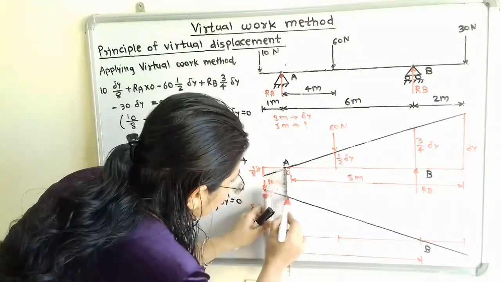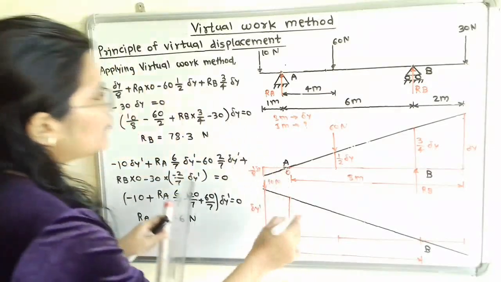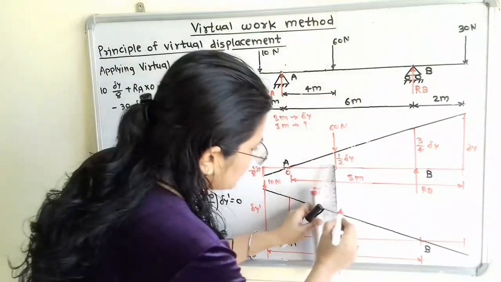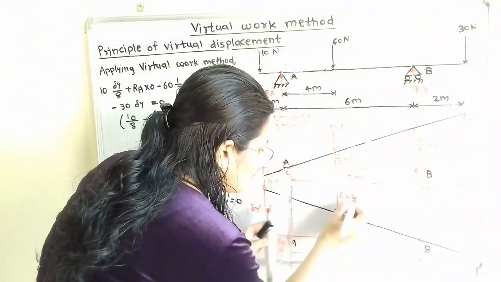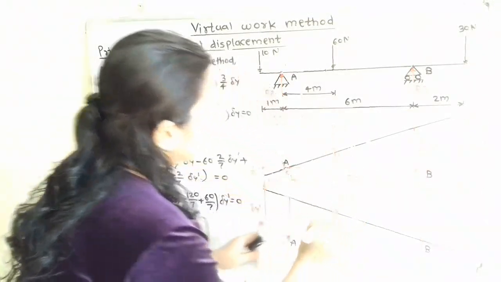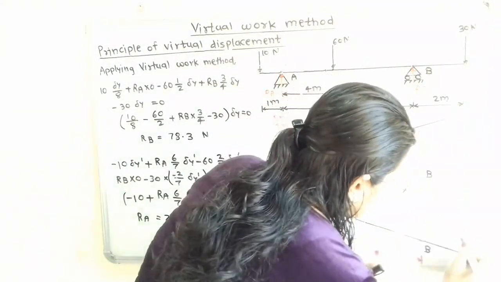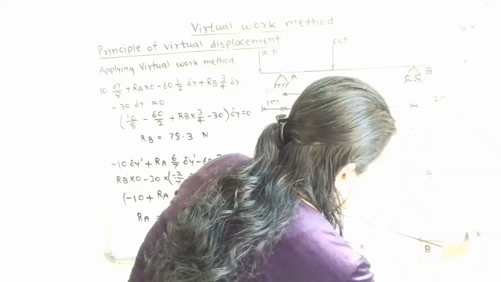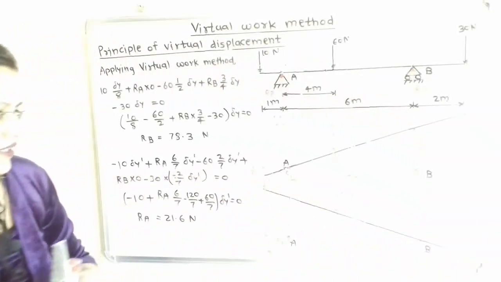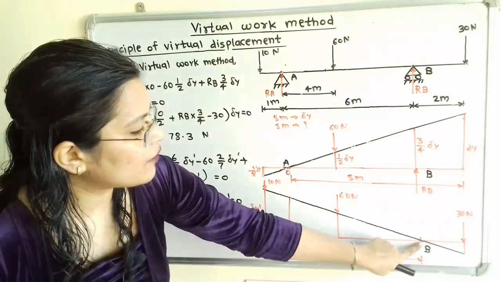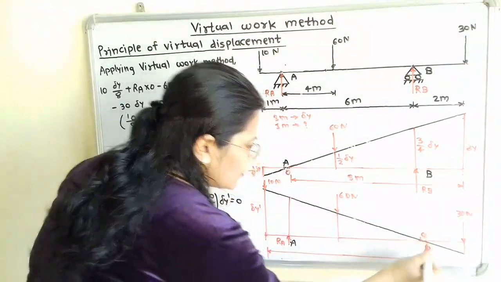Now we have to measure this displacement at end A. Next is 60 Newton. For 60 Newton also we have to find out the displacement. And for 30 Newton, at this end, we have to find out this displacement, which is in the opposite direction. Now at end B we have to keep the displacement as 0, so we will write here a 0.